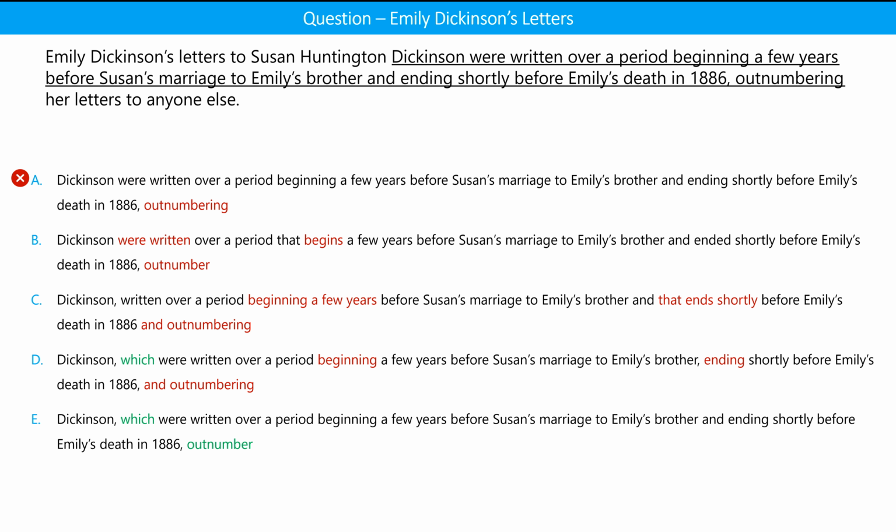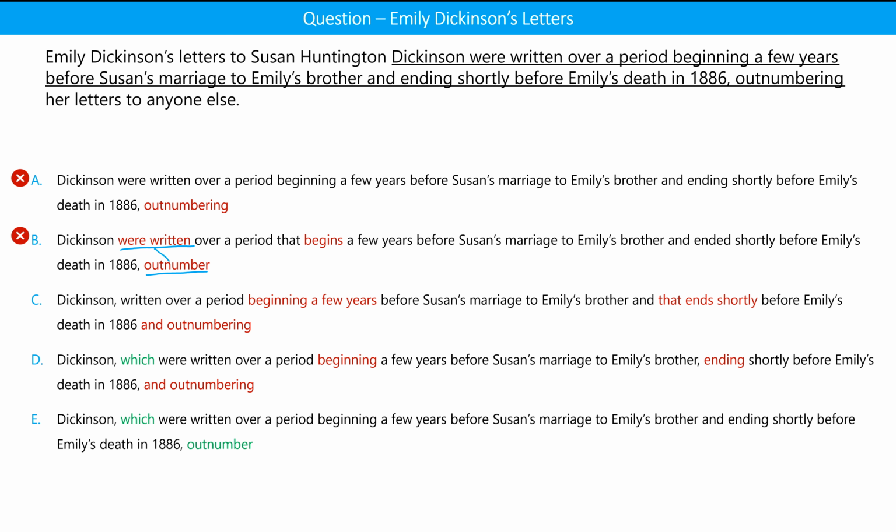Now, in choice B, we need to take a look at a few things because we start off right away. Emily Dickinson's letters to Susan Huntington Dickinson were written. So we have our original verb that we saw here, were written. And then it seems like we have an additional verb, outnumber, here. So it seems like we have two verbs here for letters. Letters were written, letters outnumber. But if you notice, there's no connector for these. We don't have an and or any kind of conjunction connecting these two verbs. So we have that verb structure error.